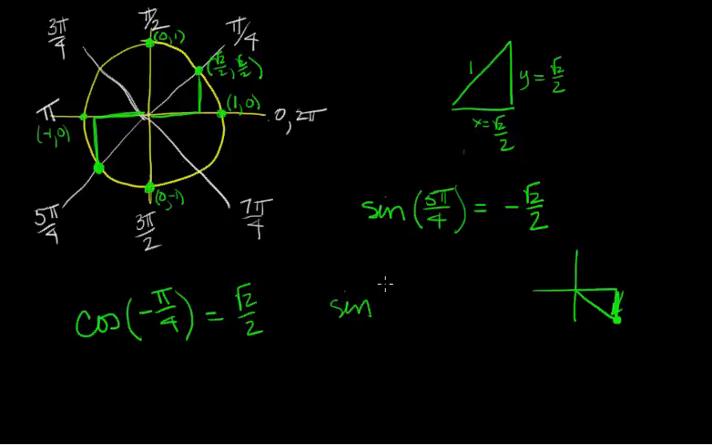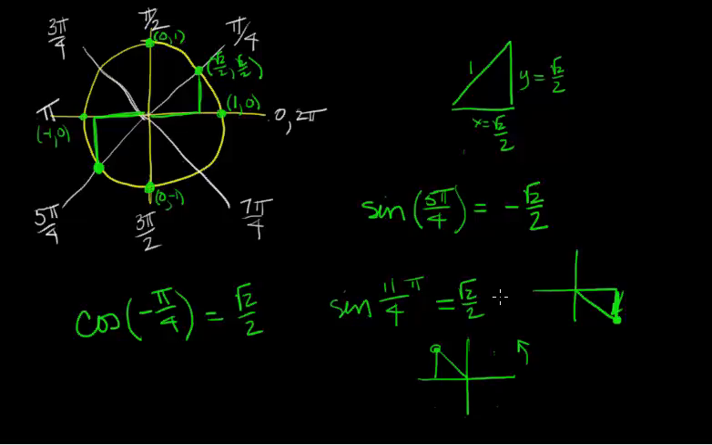How about the sine of 11 pi over 4? Well, I'll just draw myself a little thing here, and I'm just going to count around pi over 4. Going to go this way, and I'm going to do 11. 1, 2, 3, 4, 5, 6, 7, 8, 9, 10, 11. Right here. And my x is negative, my y is positive. I want y because it's sine, so it's square root of 2 over 2.